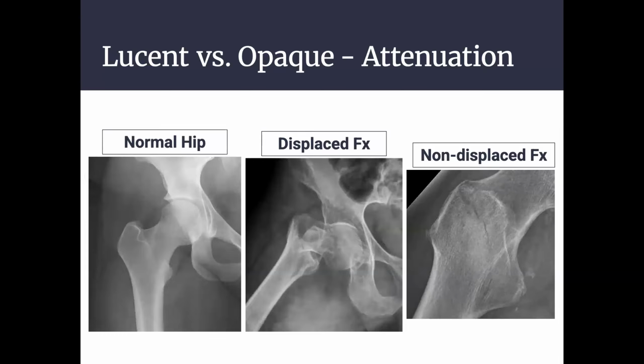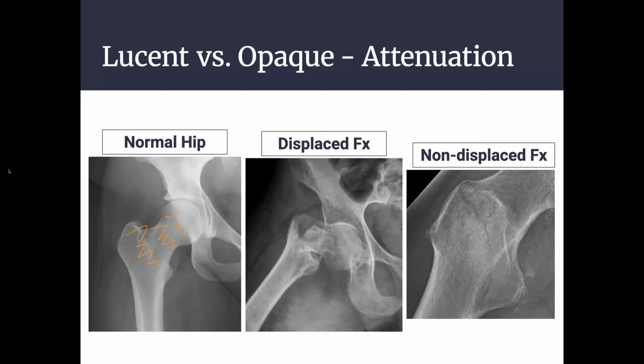We can also use the difference in attenuation or the concepts of lucent and opaque when we're looking for fractures, okay? So on the left-hand side, this is a normal hip. The common site of fracture is going to be, well, let me get back my annotation here. So common site of fracture in a hip is going to be somewhere here, along here, or here in the neck, or somewhere here at the base right there. So those are the common sites of fractures.